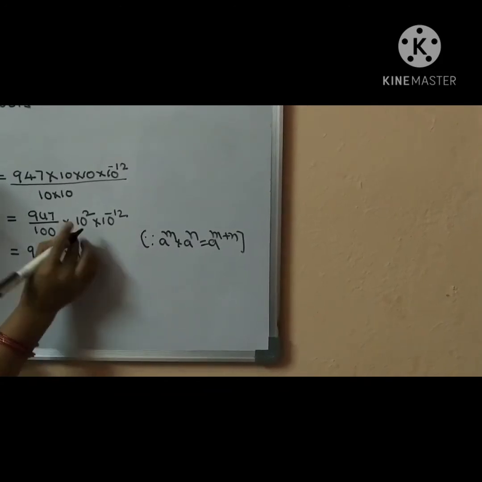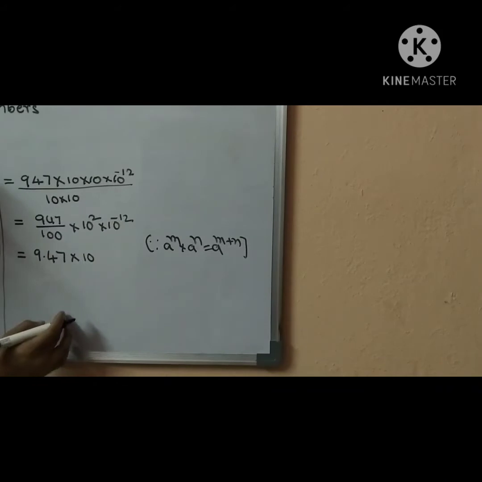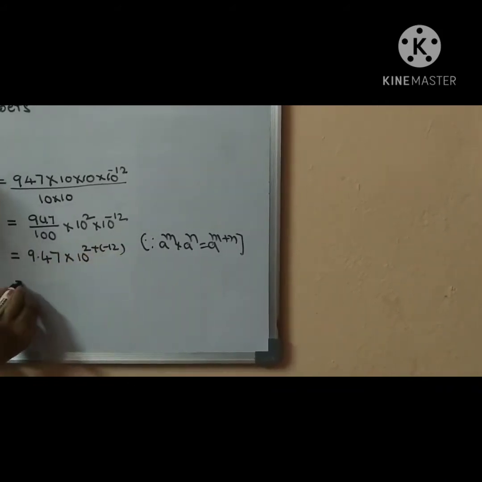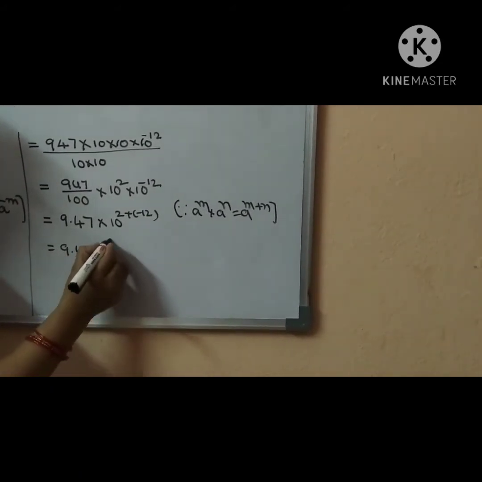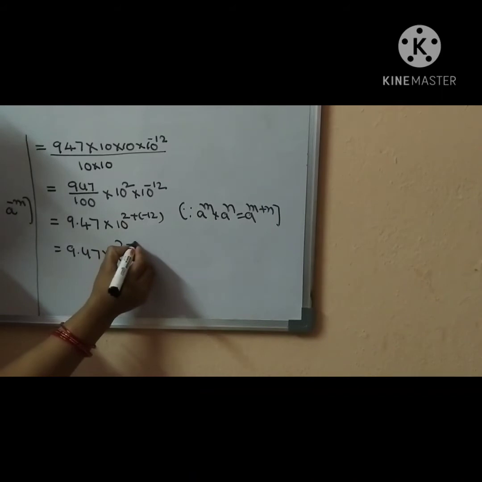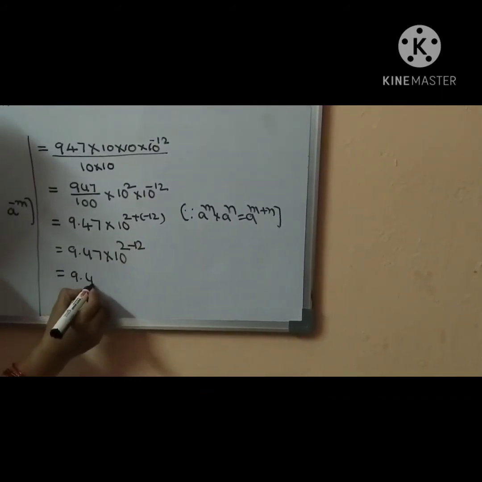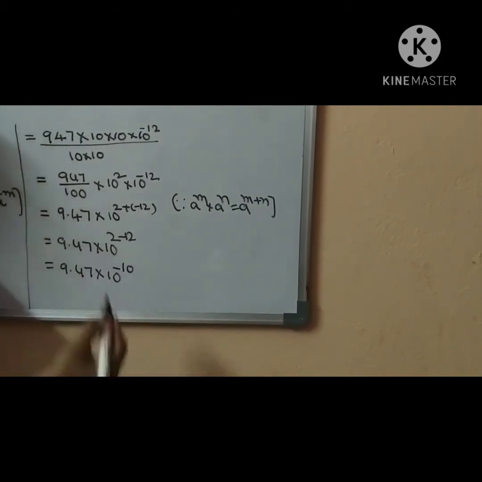So here write a power m into a power n. Bases are equal, then exponents are adding. So 2 plus of minus 12. So here 9.47 into 10 power 2 plus minus 12. Okay. So here write 9.47 into 10 power minus 10.